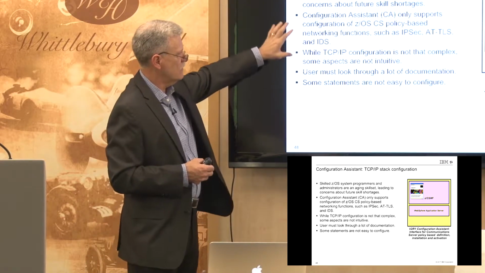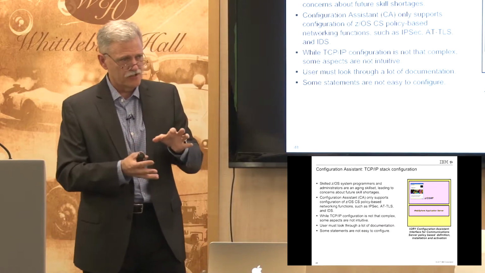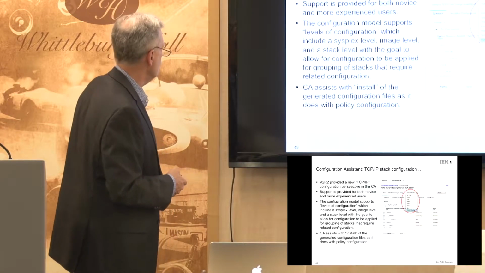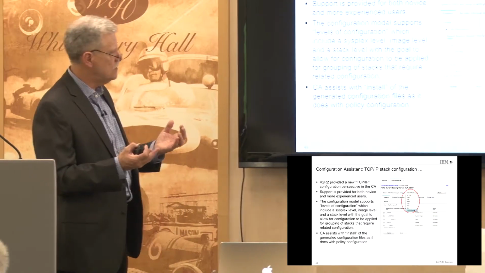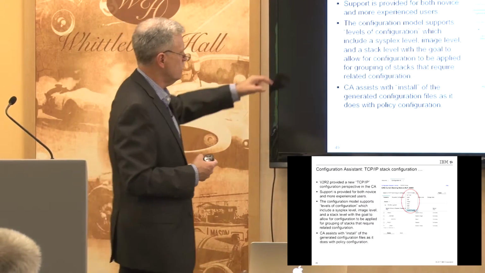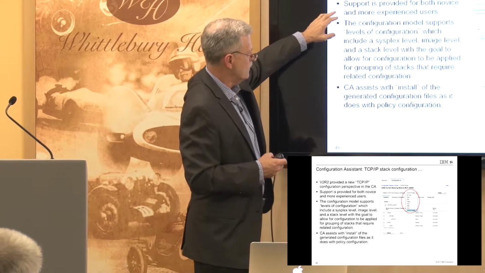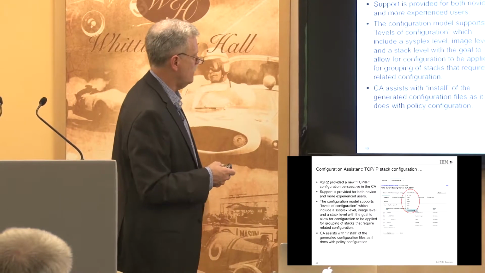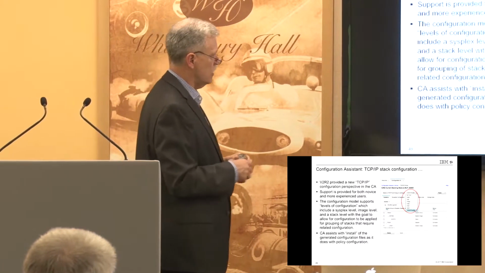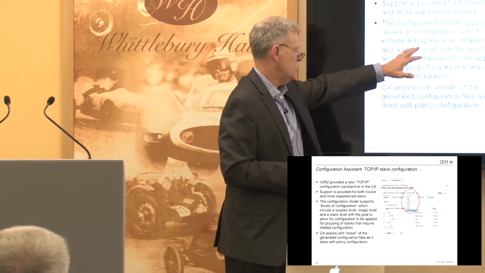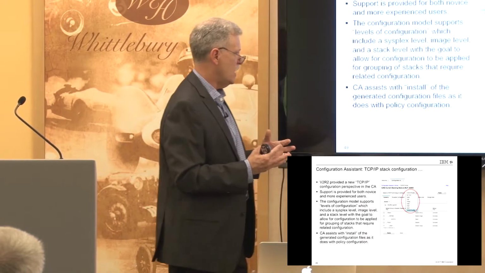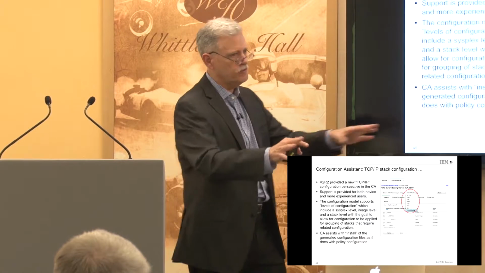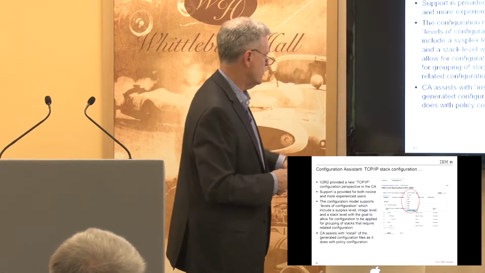So basically, we realized that was a nice first step. But TCP/IP itself, the stack definitions, were also very hard. So the question was, when will Config Assistant provide that support? And 2.2 provided a new TCP/IP configuration perspective in Configuration Assistant. Support is provided for both the novice and more experienced users. So we have the same GUI, same z/OSMF APIs. The configuration model supports levels of configuration, which includes sysplex, image level, and stack level. So you can have different levels for your operating system, with the goal to allow configurations to be applied to a group of stacks. So I want this group to have the same configuration.